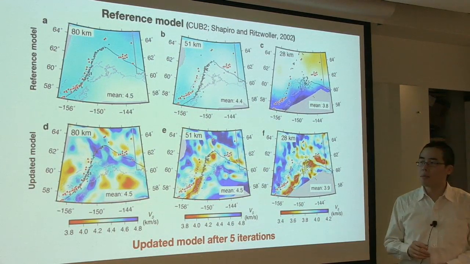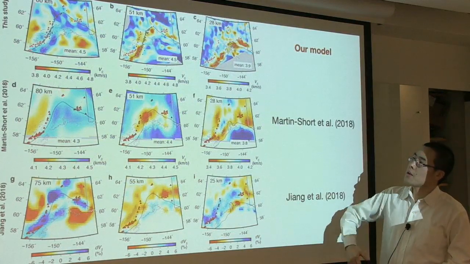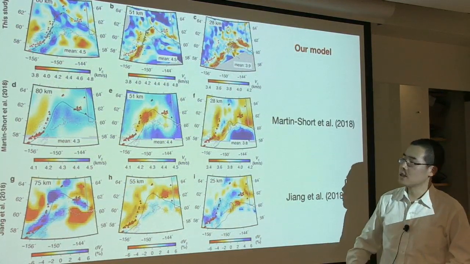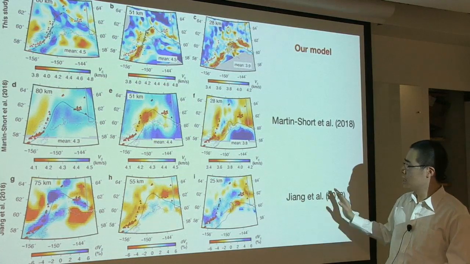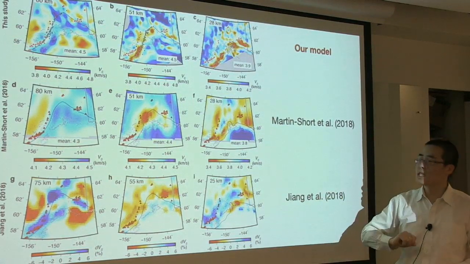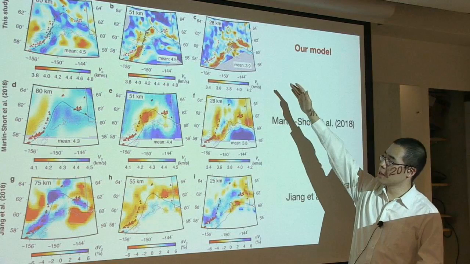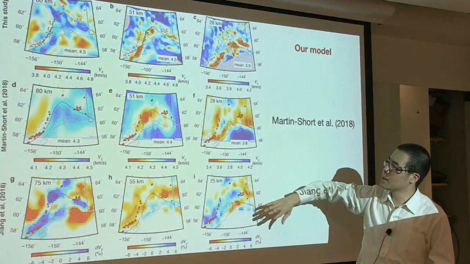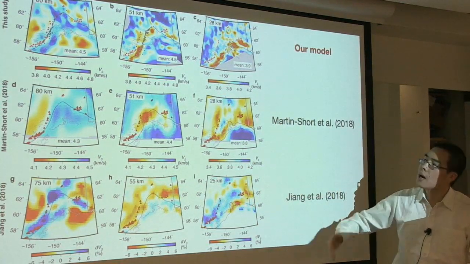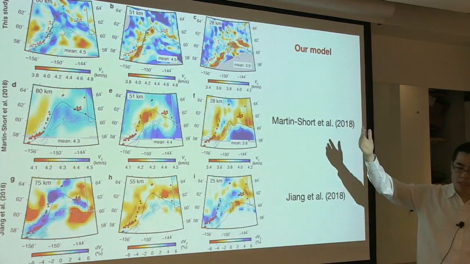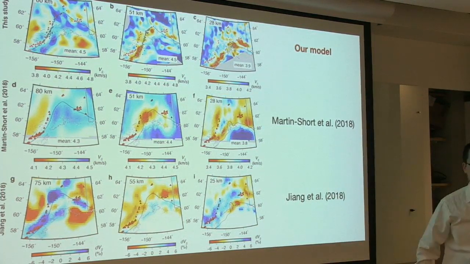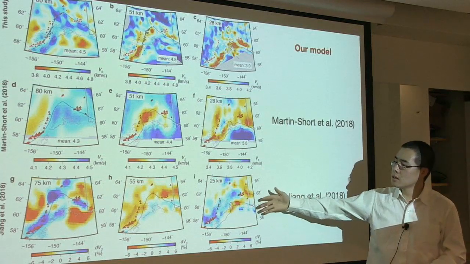And compared to other models as well, there are a few models that have been published during the past year. This is only 2 models in 2018. There are also a few models in 2019 as well. And this is our model on the top. This is at similar depths to other models. Notice that we reveal more details. We provide higher resolution compared to other methods. They use a different method.